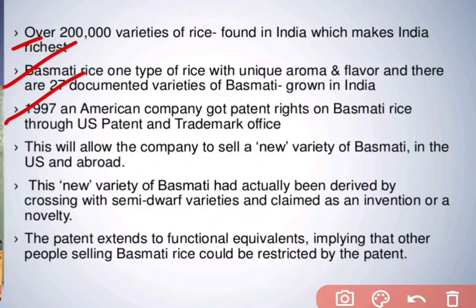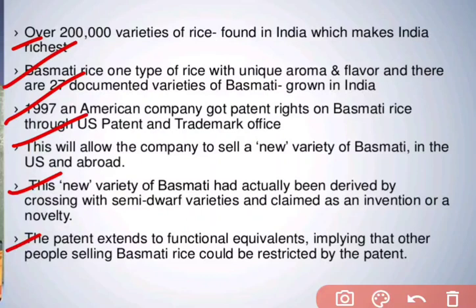In 1997, an American company got patent rights on basmati rice through the US Patent and Trademark Office, and this will allow the company to sell a new variety of basmati in the US and abroad. This new variety of basmati had been derived by crossing with semi-dwarf varieties and claimed as an invention or a novelty. The patent extends to functional equivalence, implying that other people selling basmati rice could be restricted by the patent. So now we can see that it was grown and developed in India, but an American company got the patent rights on basmati rice through the US Patent and Trademark Office.